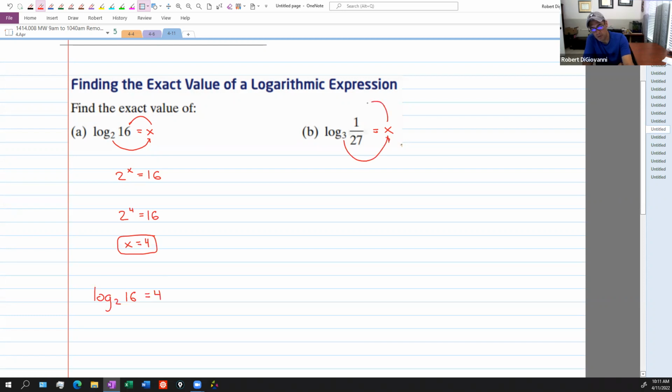This one, when I create the loop, I'm going to have 3 to what power is 1 over 27. It's a little tricky, but I'll remember that 27 is 3 cubed, right? 3 times 3 times 3. And then I can bring that 3 up as a 3 to the negative 3. That 1 over 3 cubed can be brought up as 3 to the negative 3, and then I can set these two powers equal to one another, so I get x is negative 3. Which means that log base 3 of 1 over 27 equals 3. Oh, sorry, negative 3. Questions on that?